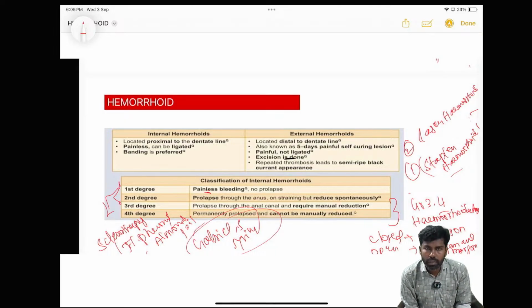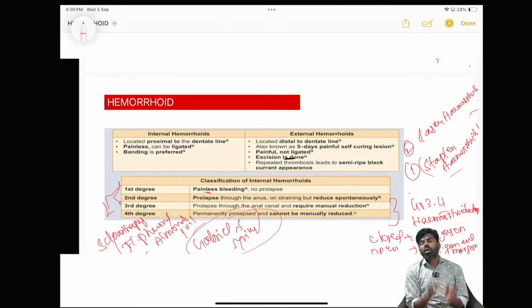The complications: the internal hemorrhoids will go for erosion, ulceration, bleeding. The external hemorrhoids, what will happen? It can undergo self-resolution, or it will go for fibrosis, or thrombosis. Any of these can happen in the external hemorrhoids. But in internal hemorrhoids, mostly prolapse, bleeding, and ulceration come.